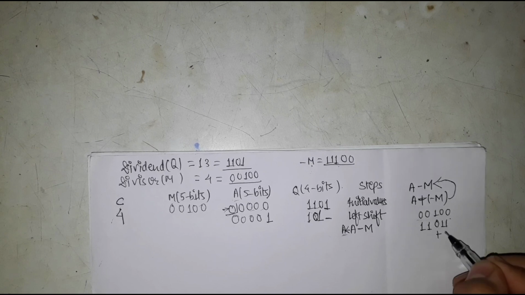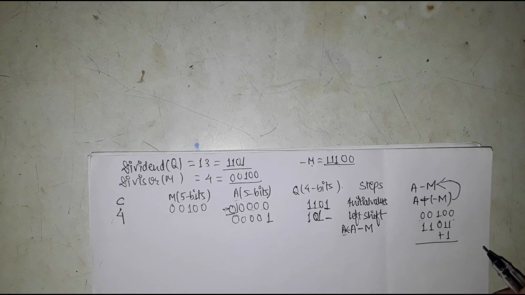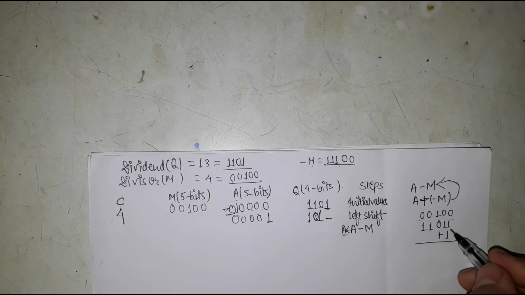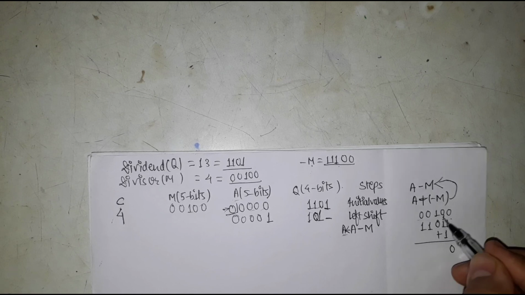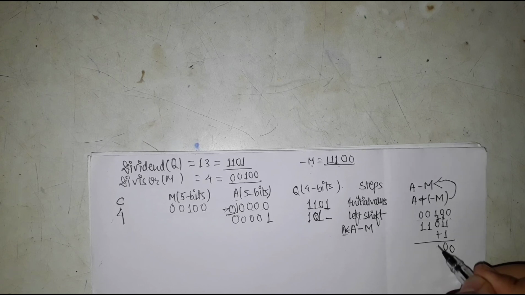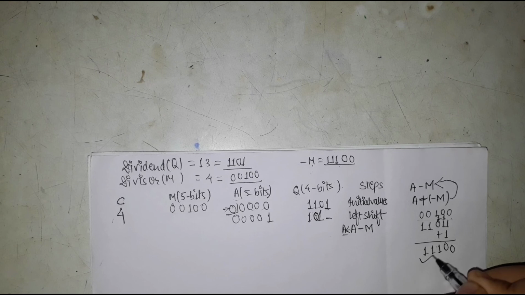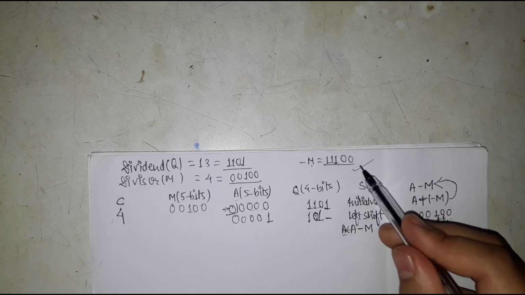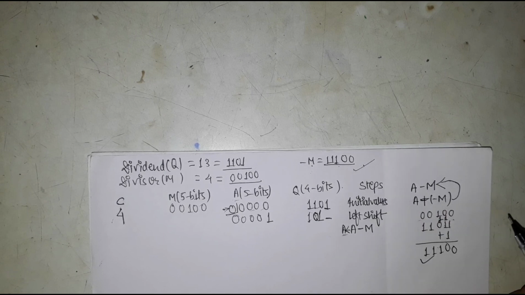When you add 1 to the value of the 1's complement, you'll get the 2's complement. That means 1 plus 1 gives you 10, so I'll let this carry over. Again 1 plus 1 gives you 10, so 1 will carry. So it gives you 1, 1, 1, 0, 0. This is the exact value, and this is how I calculated minus M.